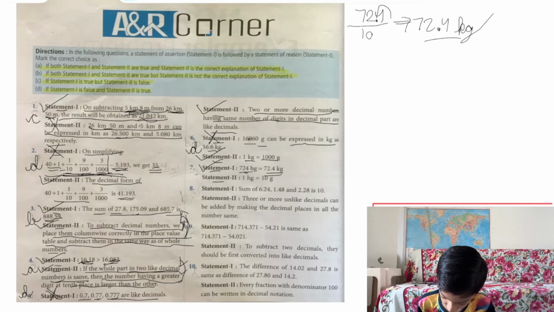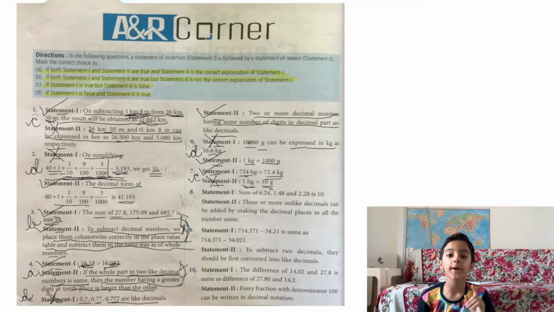Statement 2. They are saying that 1 hectogram Hg is equal to 10 grams G. This statement is wrong because 1 hectogram is equal to 100 grams, not 10 grams. 1 hectogram is equal to 100 grams. So that's why this statement is false. So the correct answer of question 7 is option, which is if statement 1 is true but statement 2 is false.